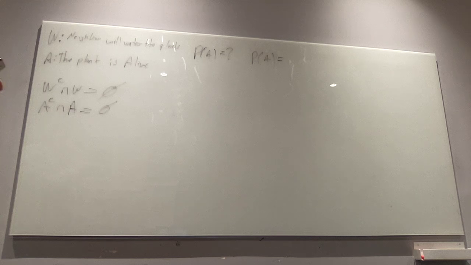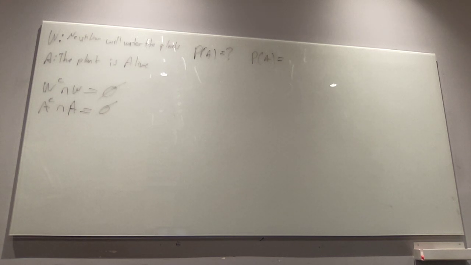on vacation. Without water, your plant will die with probability 0.82. With water, it will die with probability 0.06. You are 78% sure that your neighbor will remember to water them. What's the probability that your plant is alive?